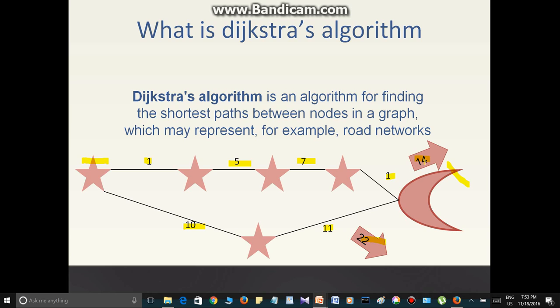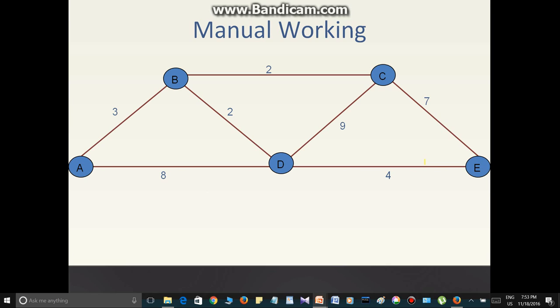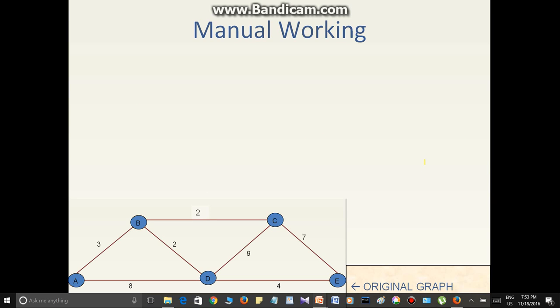What does a computer do, and how does it work? Let's go through it manually. This is the graph which we are going to work out manually. For your convenience, I'm placing the original graph at the bottom. Let's take the starting node as A. The next step is, from A, you have to check which node has the shortest path cost. So let us see.